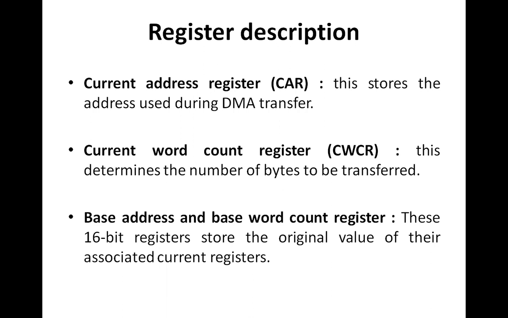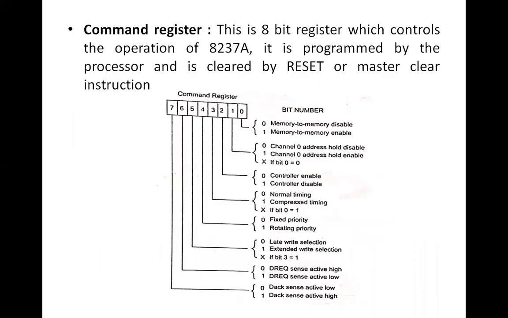And the value of the base address and base word count register is written simultaneously by the microprocessor while it is writing something into the current address register and the current word count register. The next one is the command register.